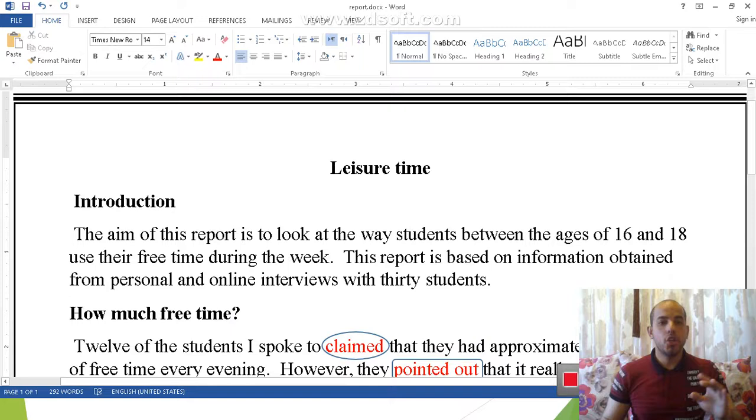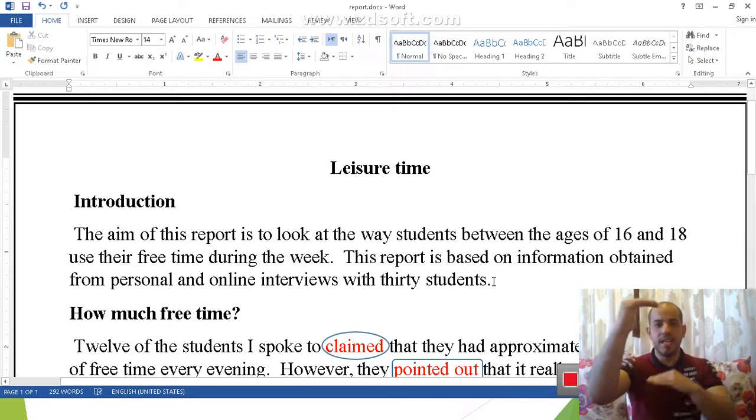The first one, you have to do as I did, the same. You can't follow my pattern, by the way. Okay, look here. This is the introduction, okay? This is what I wrote. The aim of this report is to look at the way students between the ages of 16 and 18 use their free time during the week.